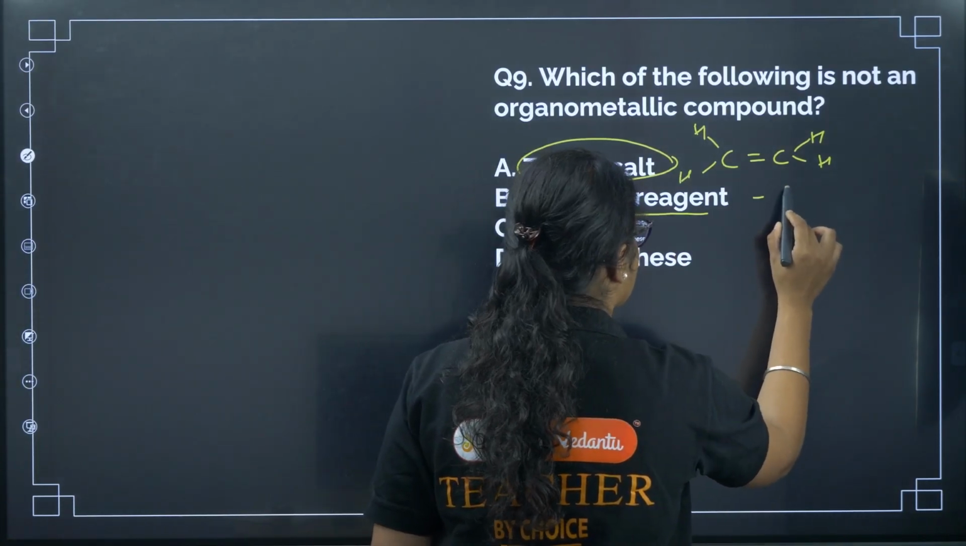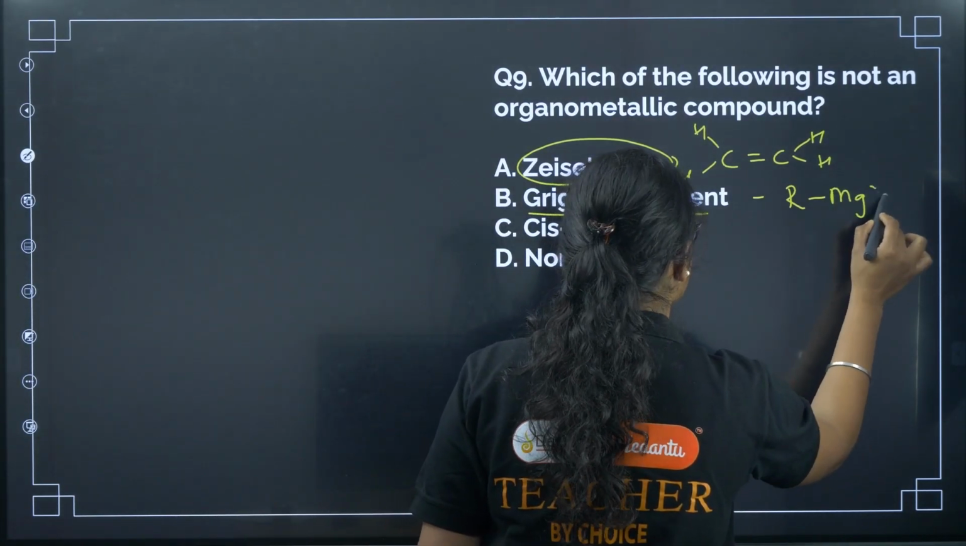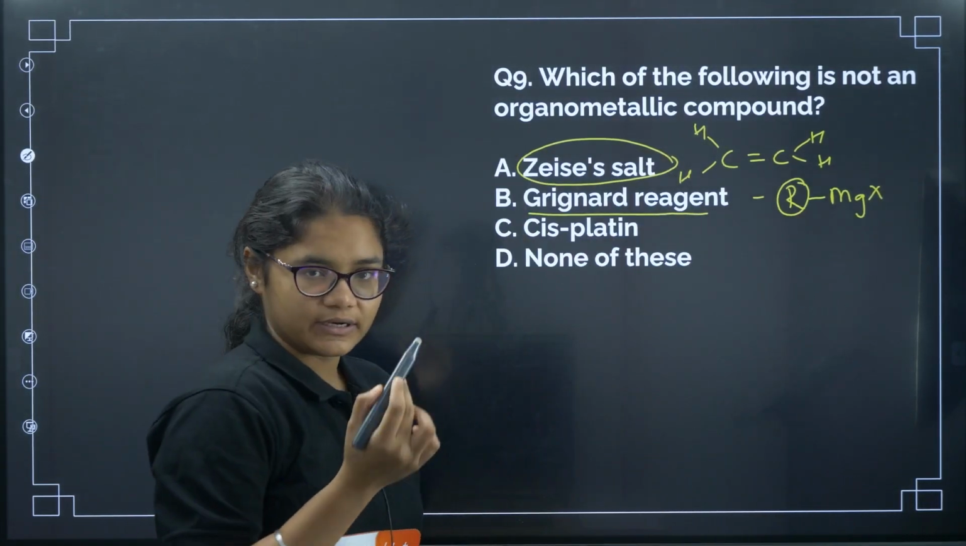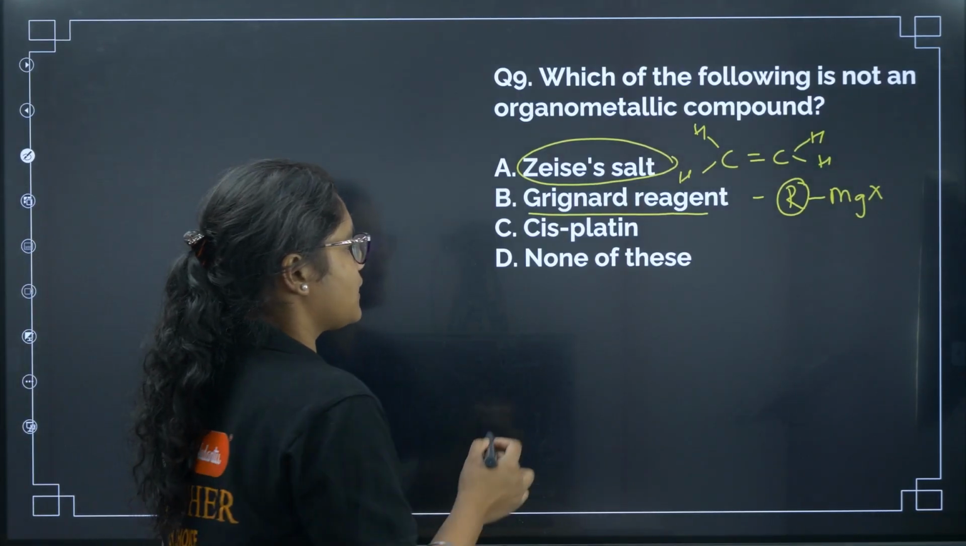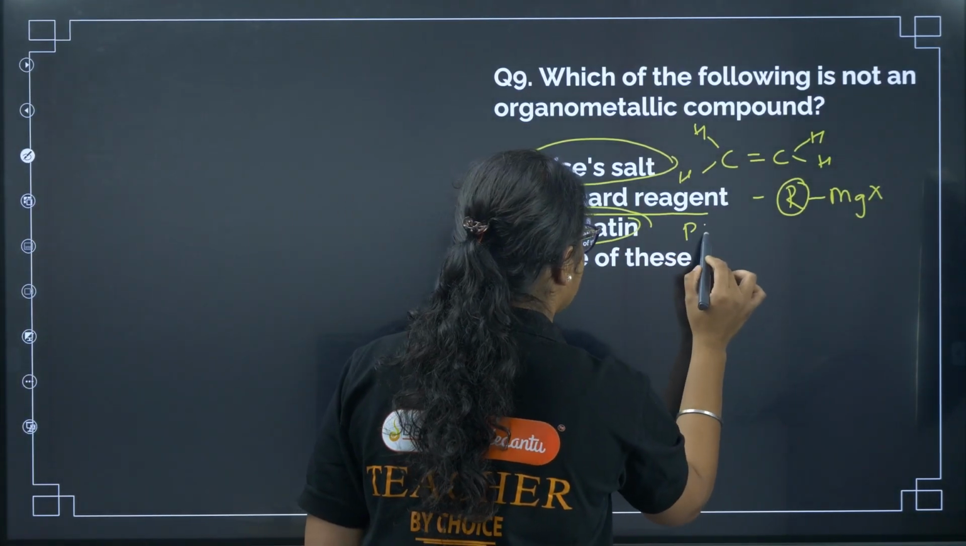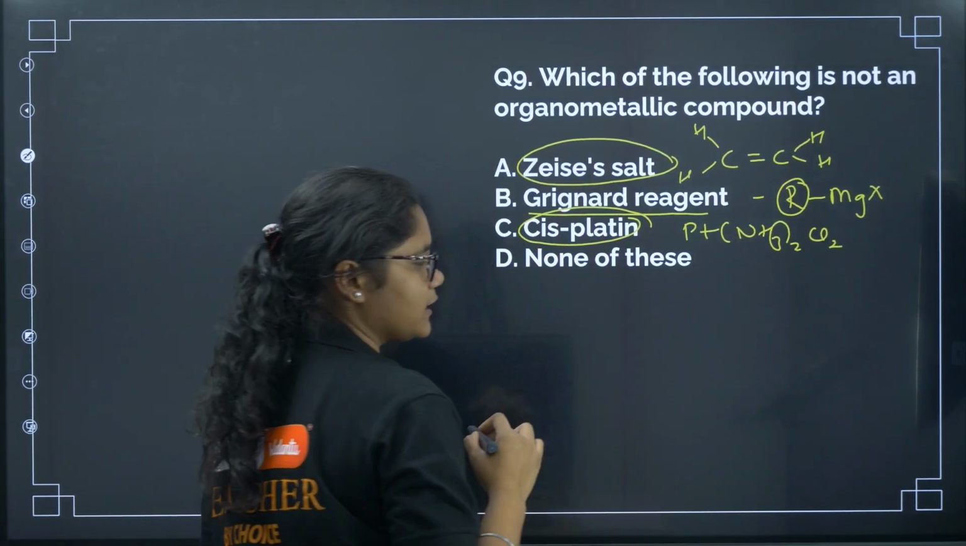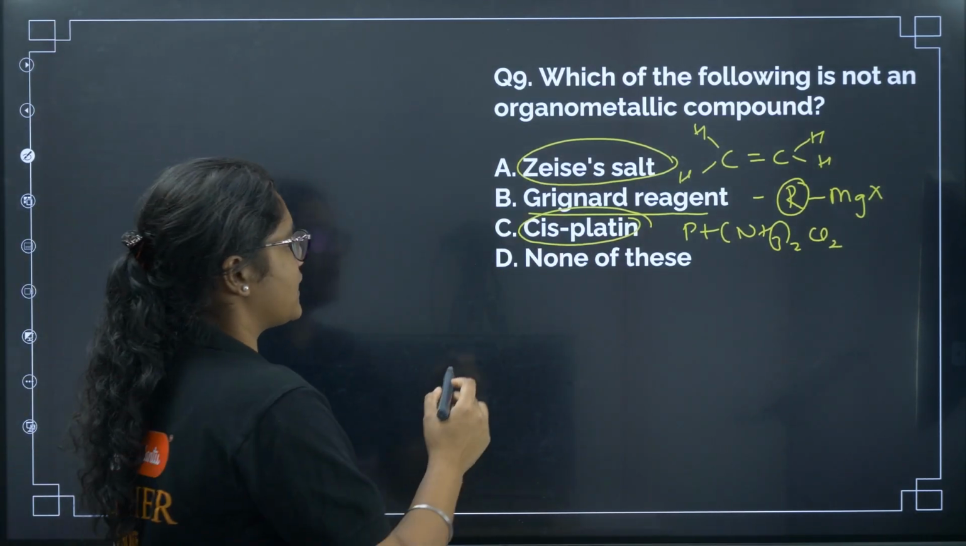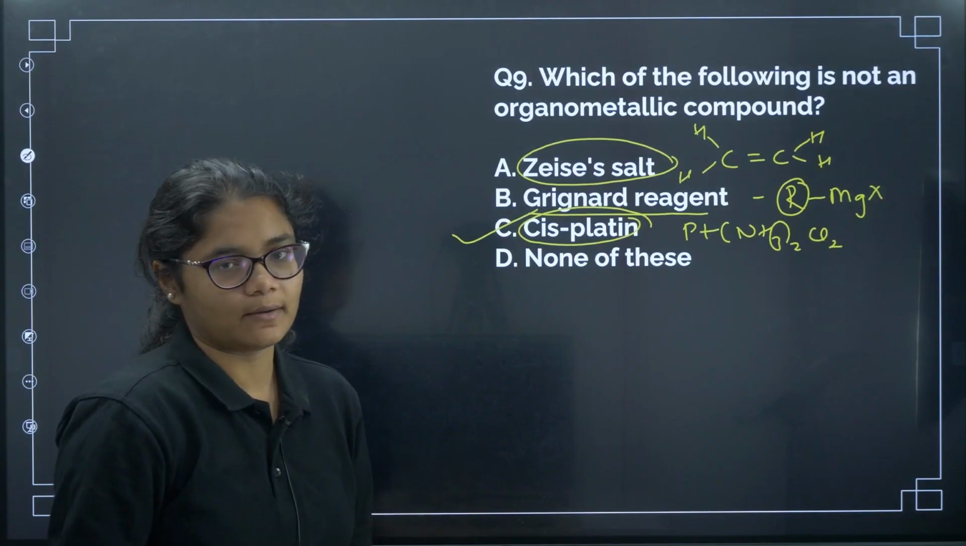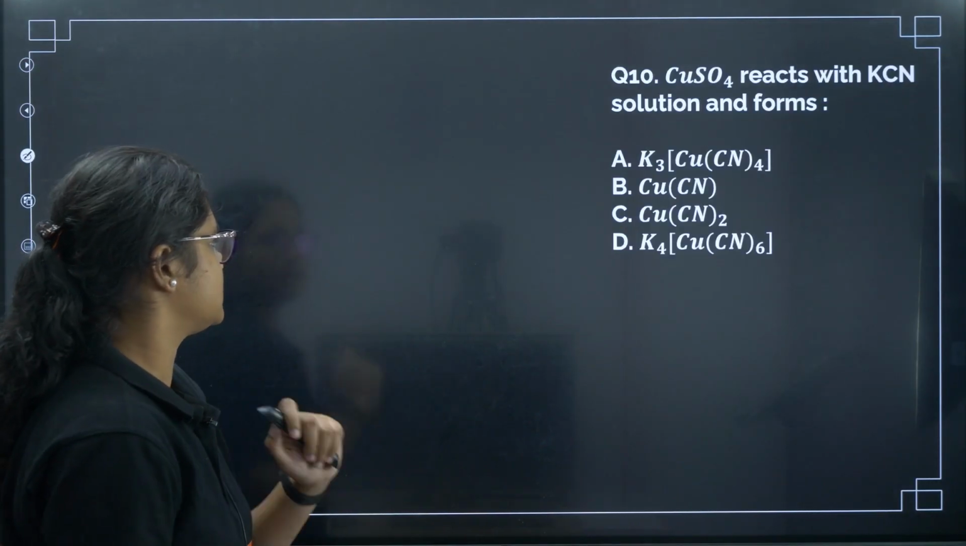In Grignard reagent, we have RMgX. This R part is there, so it is also an organometallic compound. But in cisplatin, we have Pt, NH3, and Cl2. There is no organic compound, there is no carbon compound. So that is why this is not an organometallic compound. Option C is the correct answer.